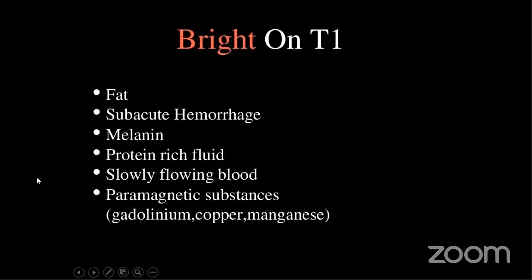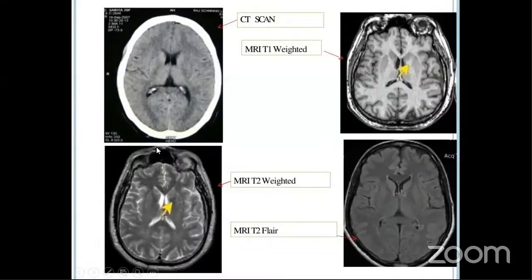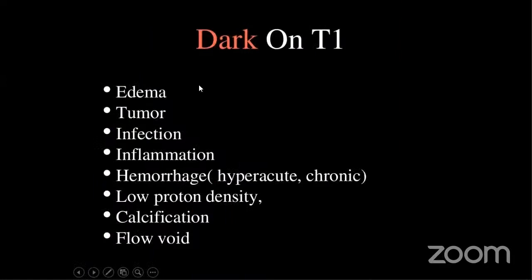If you go back, what is dark on T1? As I said, most of the things are dark on T1. That is why we can't differentiate them. In cases of infarct, we'll come to stroke again separately. So edema, tumor, infection, inflammation, hemorrhage in any other stages, low proton density, calcification, and flow void, all these are dark on T1.